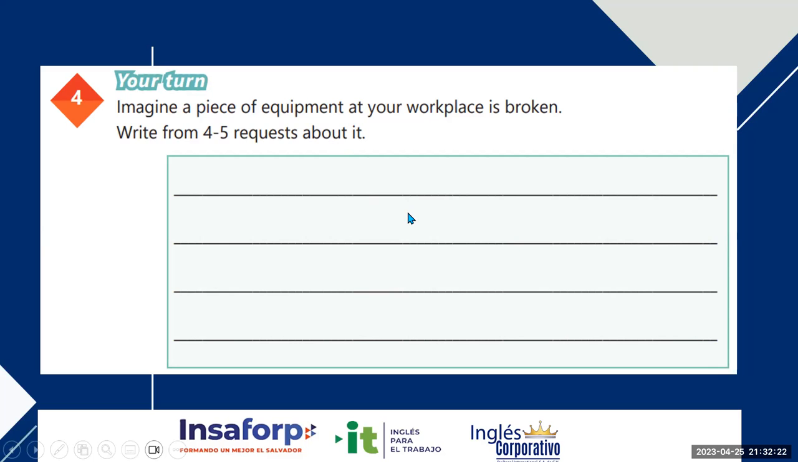Imagine, the printer, teacher. Could be, but you are going to make four or five requests about it. How do you say bandeja? Tray. The paper tray of the printer is broken. Okay, so we have a request about it. How would it be, to ask for another one?